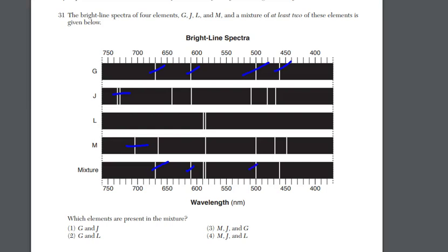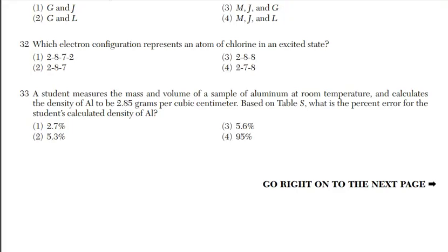All right, so what do we have left? Well, it's got to be a mixture of G and then L. So the two bands here for L. So G and L, and sure enough, we have choice 2. Let's move on. All right, let's check out question 32.